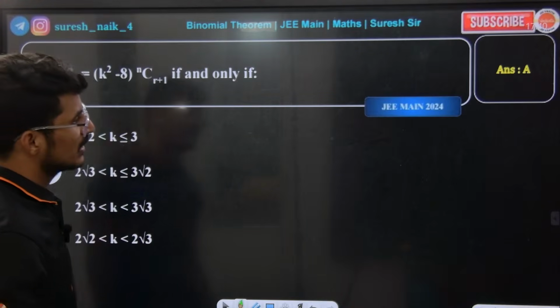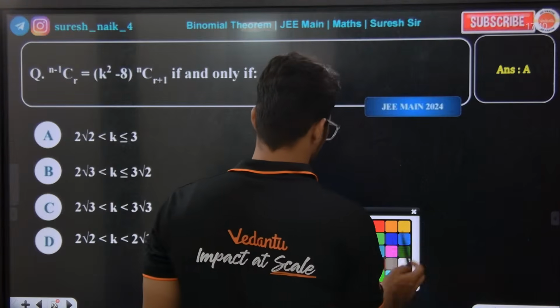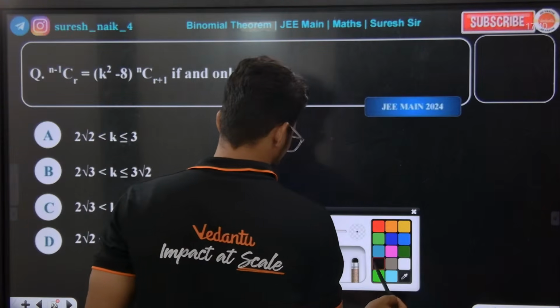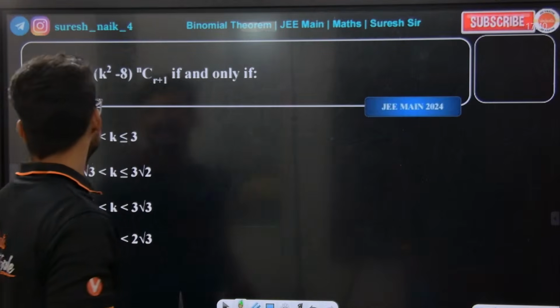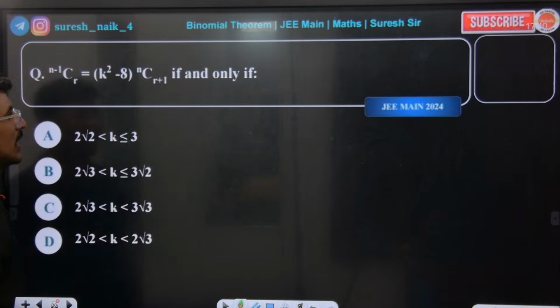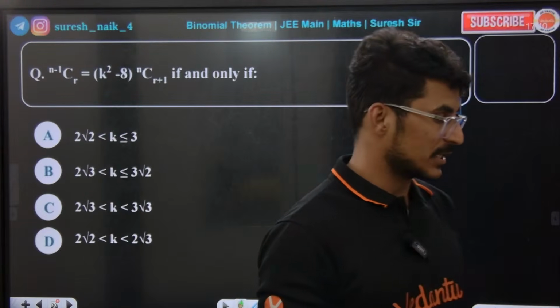Okay sir, a question on property number 1. Look at a question on this property. What is this property, sir? NC(R minus 1) by NC(R plus 1)... is equal to K square minus 8, if and only if, which of the following options is correct?